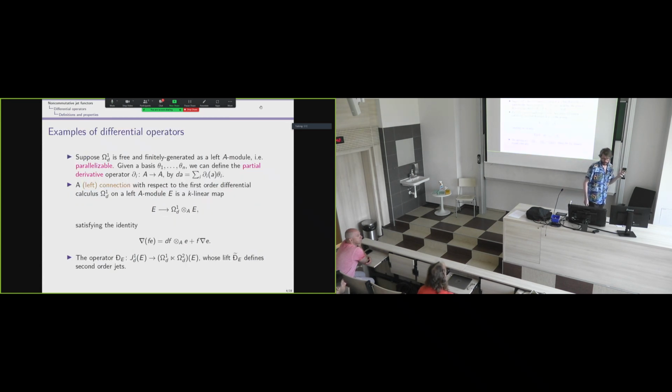So here are some examples of linear differential operators in this sense. First of all, let's suppose that our calculus, or the first degree term of the exterior algebra, is parallelizable in the sense that it's free and finitely generated by some theta 1 to theta n. Then you can define partial derivative operators. For example, you can do this on a coordinate chart on a smooth manifold. And it's just defined in terms of the differential by this formula.